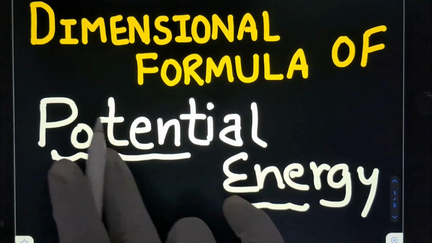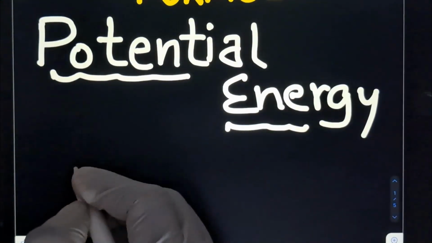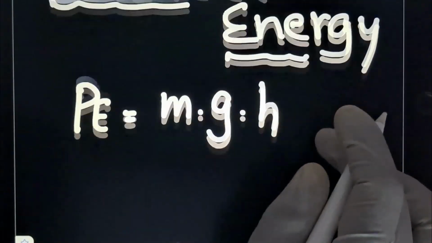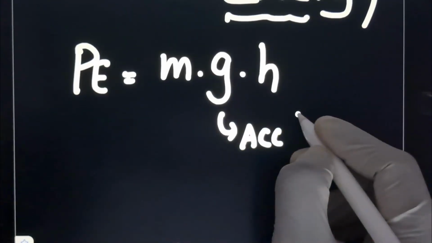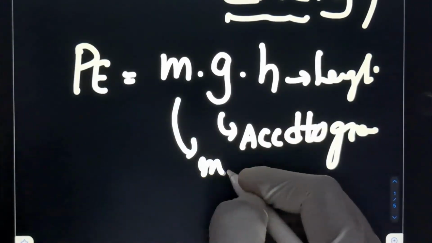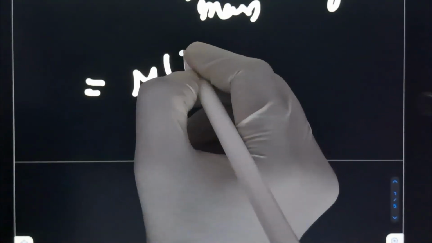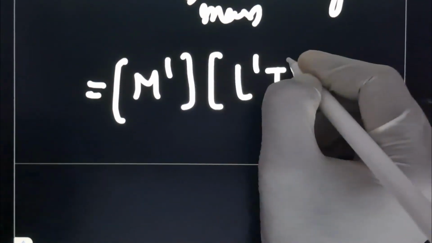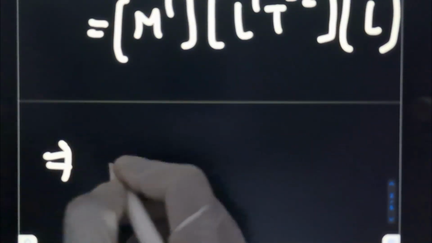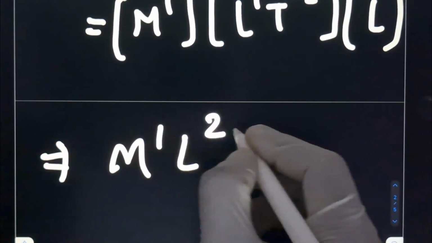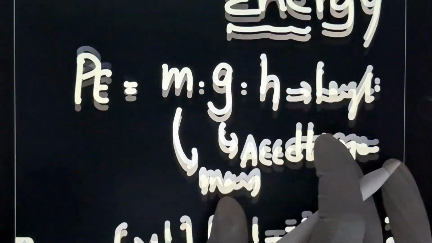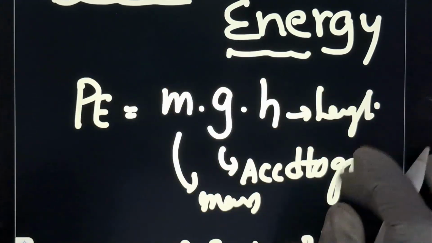To find the dimensional formula of potential energy, the potential energy formula is mgh. Here m represents mass, g represents acceleration due to gravity and h represents the height. So we get mass M^1, acceleration due to gravity L^1 T^-2 and height L^1. So overall we get M^1 L^2 T^-2. So the potential energy dimensional formula is M^1 L^2 T^-2.